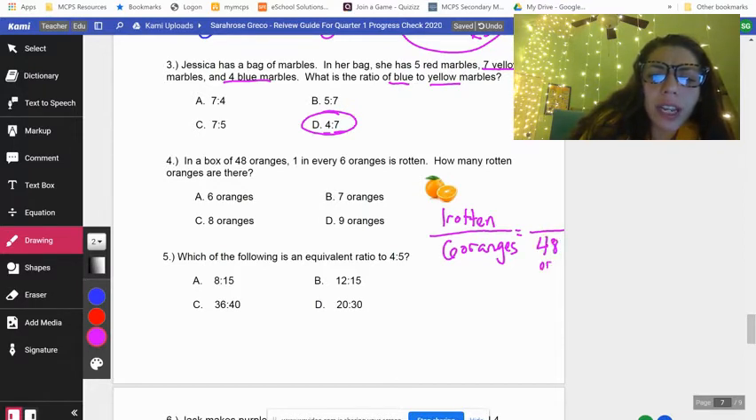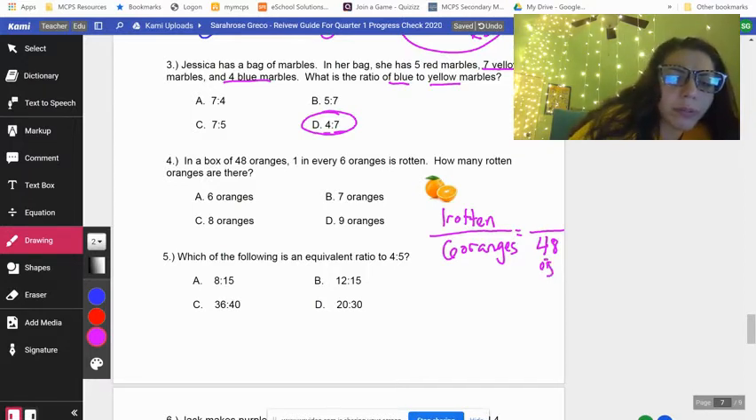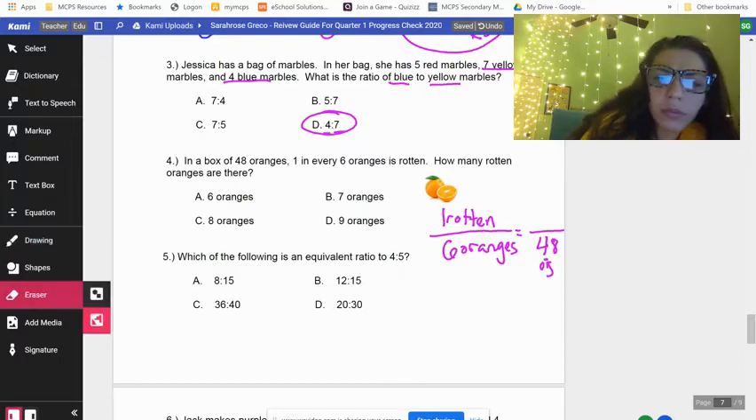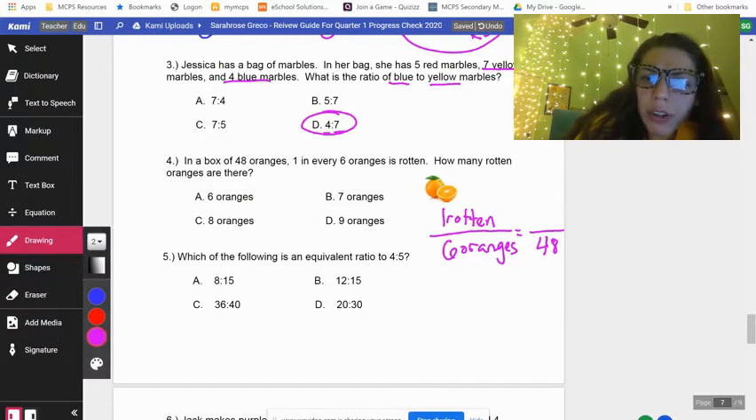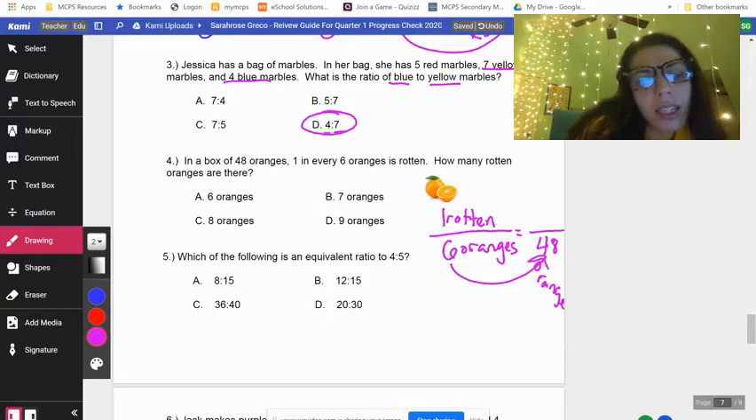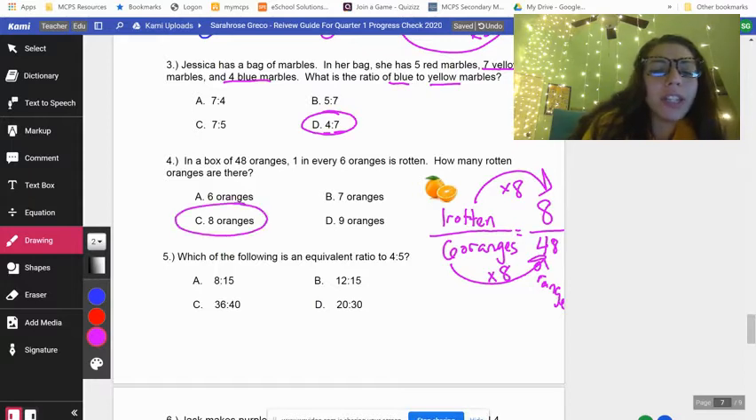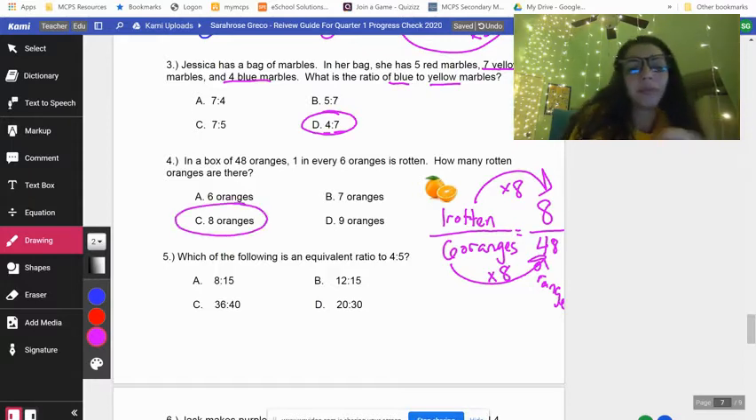Sorry, I can't. Oranges, not orange juice. I can't fit the word orange, but I'll try. Orange. All right. And since 6 times what? 6 times 8 gives you 48. I'm going to multiply the top also by 8. And 1 times 8 is 8. So there's going to be 8 rotten oranges out of a bunch of 48.